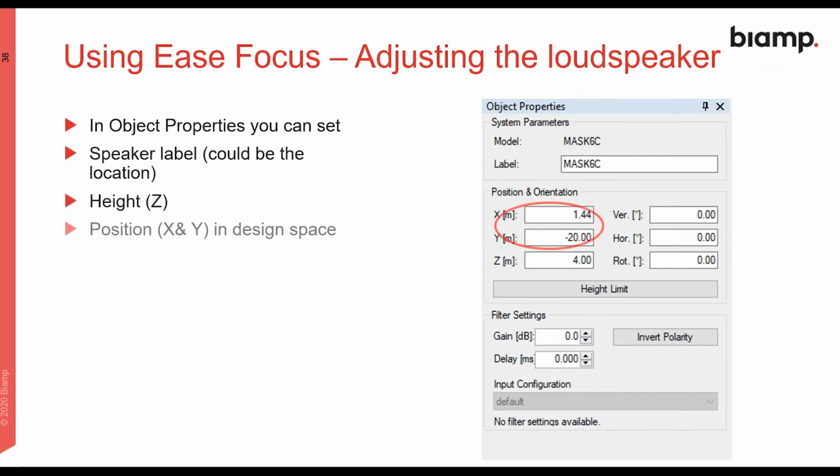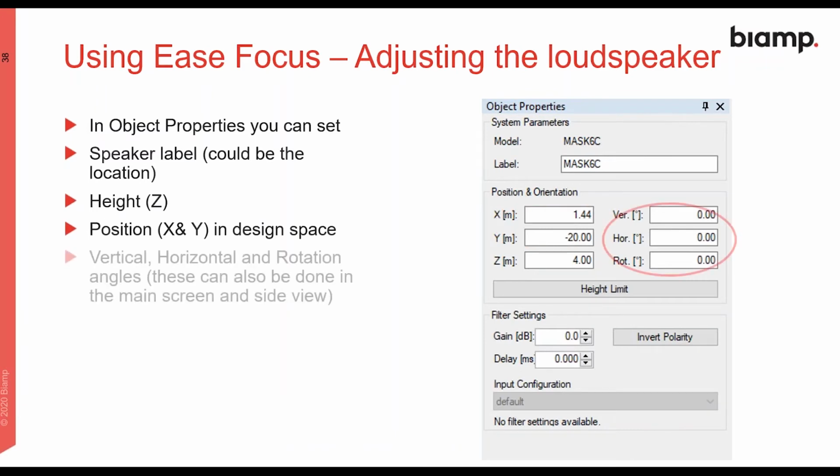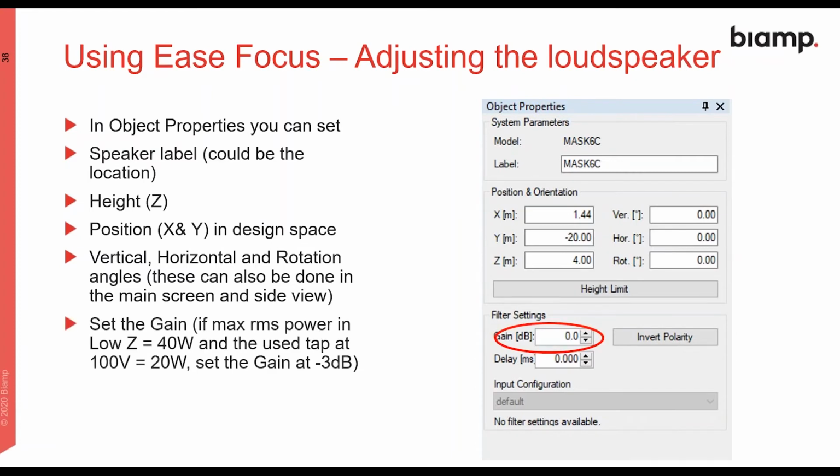You can also set the height, its position in the X and Y axis in the design space, and also the vertical, horizontal, and rotation angles for the loudspeaker. So those things mean that you can position the loudspeaker very accurately within the room according to your requirements. And that's above and beyond just dragging and dropping the loudspeakers within the design.